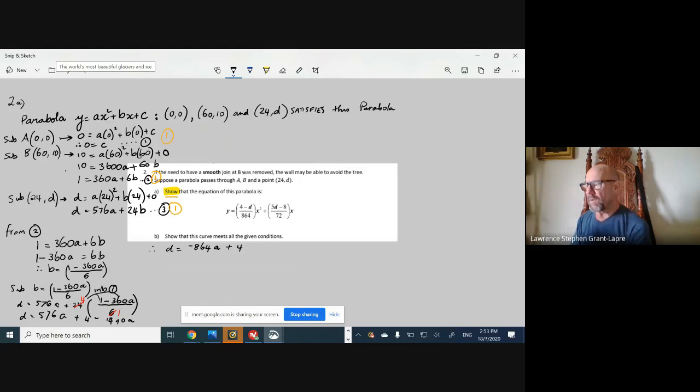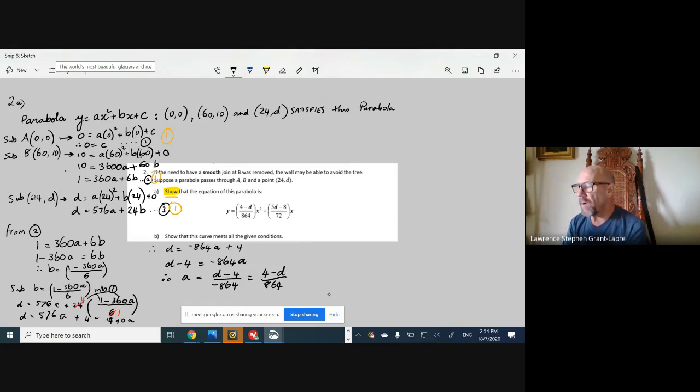Okay, so that's what A is: D minus 4 equals negative 864A. Now, therefore, A equals D minus 4 over negative 864, which happens to equal 4 minus D over positive 864. Okay, this is good. We just found A and it matches. Okay, so this is good.